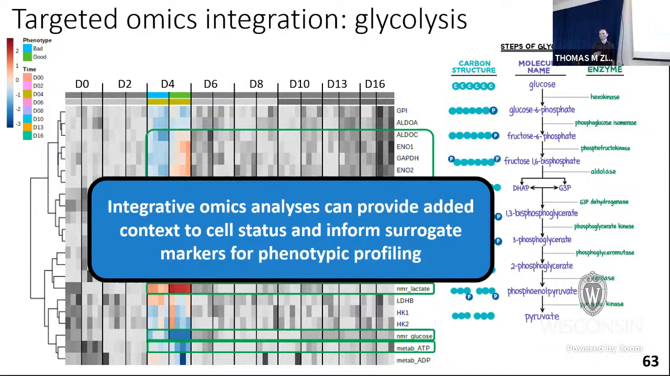Obviously, this one makes sense. It's a very well-known pathway, but we're trying to do these types of analyses and identify potential surrogate markers that we can detect in the media that correspond to internal changes in overall development, in overall pathways.